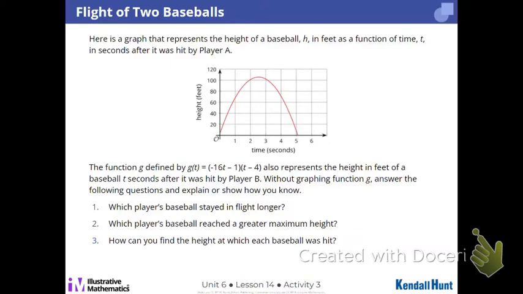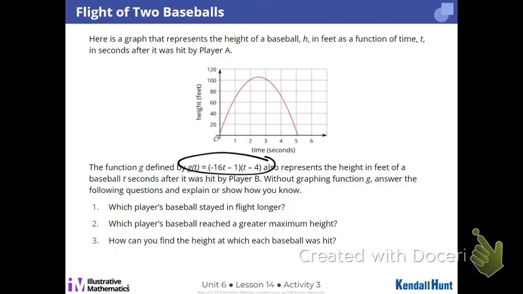Next thing we've got to do. We're talking about 2 baseball players, and they're hitting a ball. Player A is the graph. Player B is the function. You need to take what you know about graphs and functions and answer which player's baseball stayed in the air longer, which player's went higher, and how you can tell what height the ball was hit from. If it's golf, maybe we're hitting off the ground. But when you're hitting a baseball, it's not starting on the ground, right?